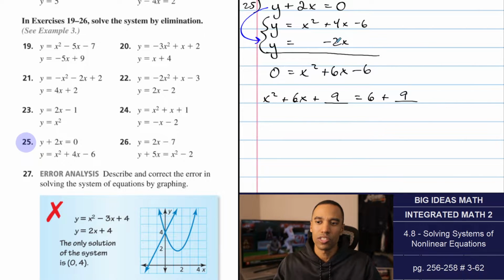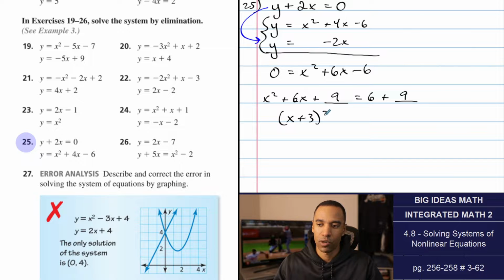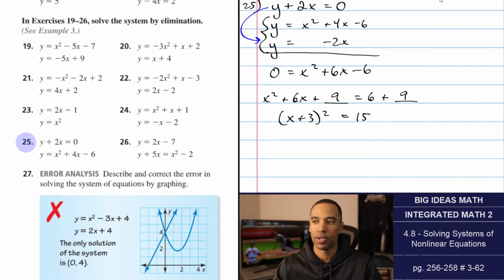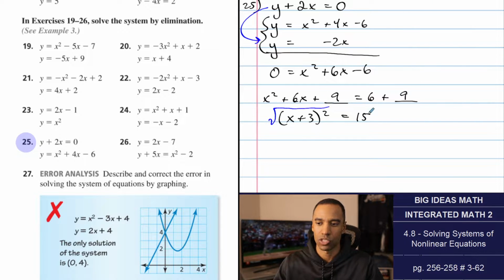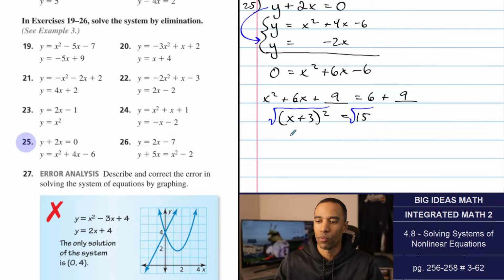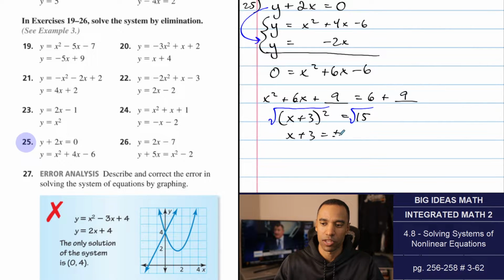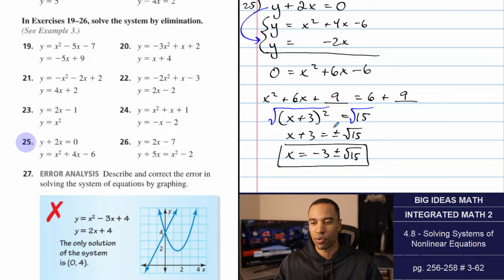We'll do the best. Well, it's just negative 2x, so that's actually pretty simple. So (x plus 3) squared equals 15. Okay, so they're doing this. Let's take the square root of both sides, and we'll get x plus 3 equals plus or minus root 15. So x equals negative 3 plus or minus root 15. Okay, here are the 2 different x values that you have, right?